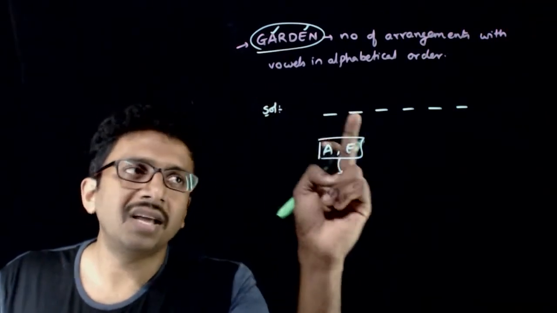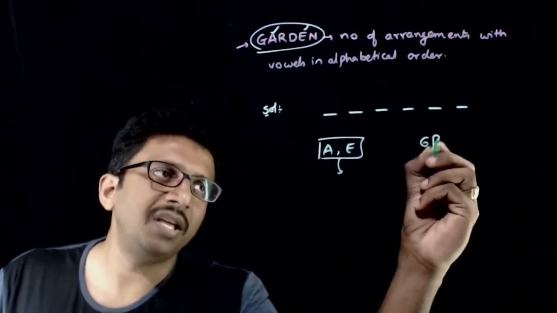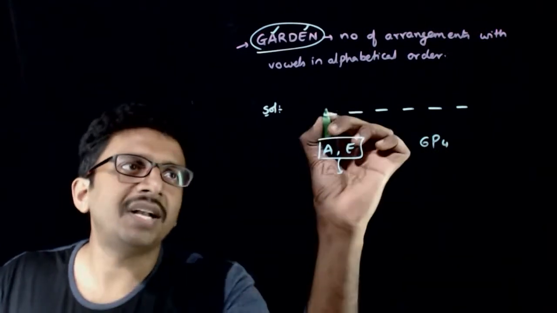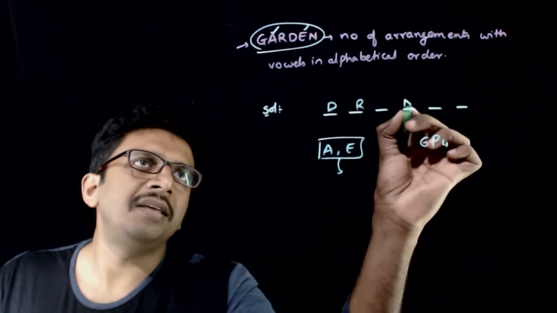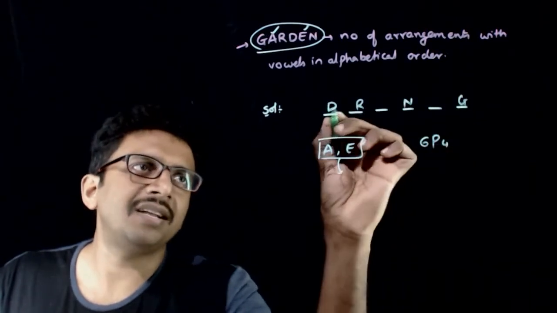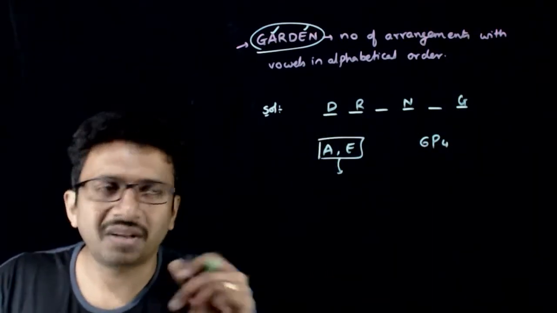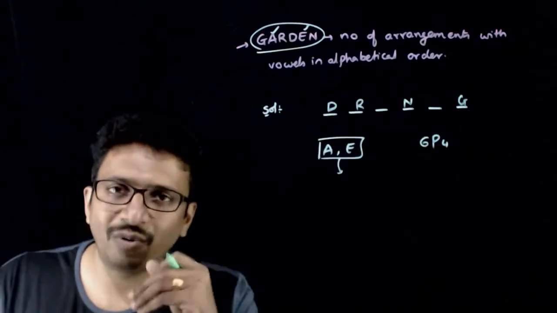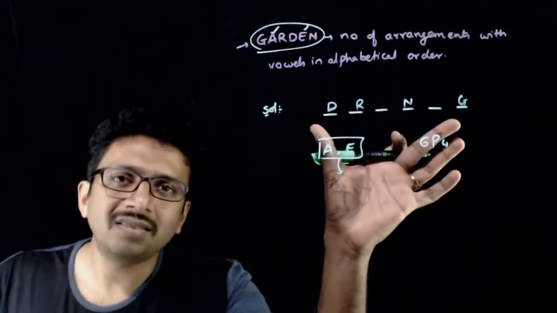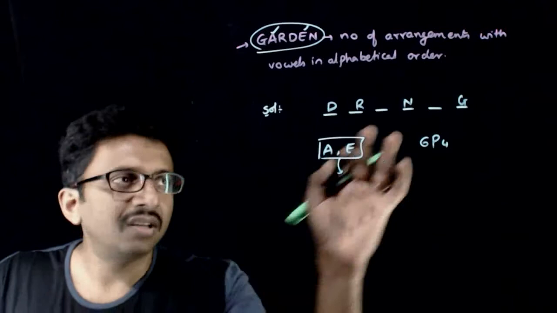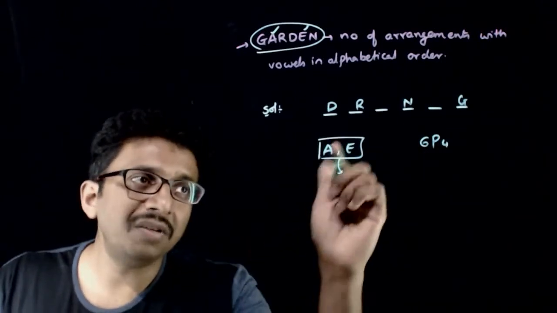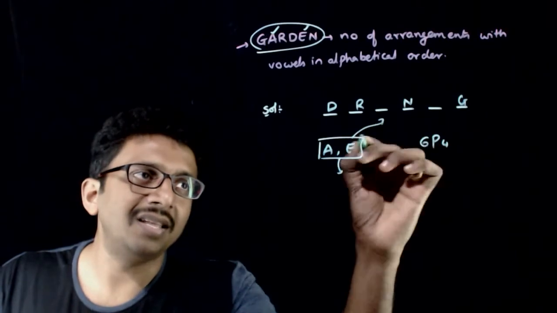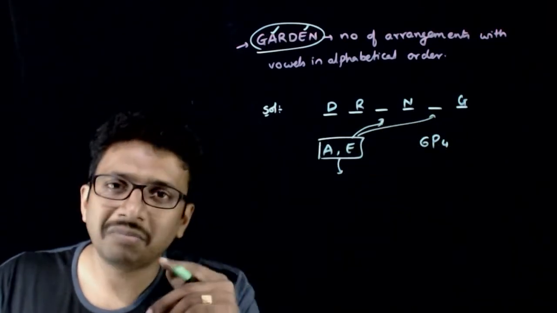So 4 letters in 6 places. 6P4 ways, right? Assume that I have arranged D here, R here, N here and G here. Let us say that I have made some sort of arrangement. I can do arrangements like this in 6P4 ways. Now once these 4 letters are arranged, 2 places will be left out for A and E. Now in how many ways can I put A and E in these 2 places?